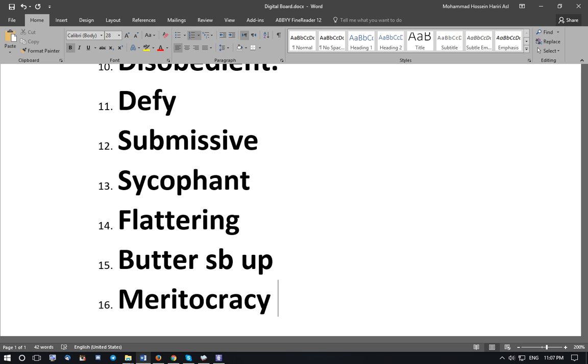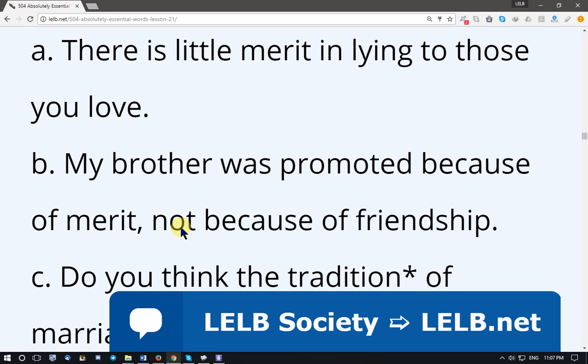It means a particular way of or system of government based on merits, not based on connections, based on disciplines and principles, not based on connections or acquaintances or familiarities and friendship.